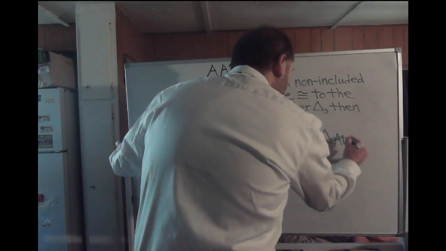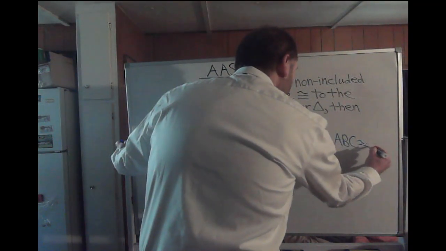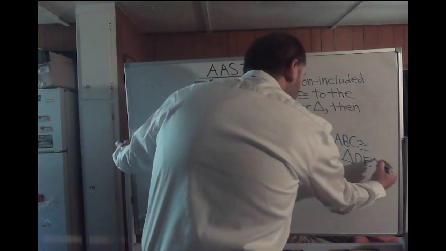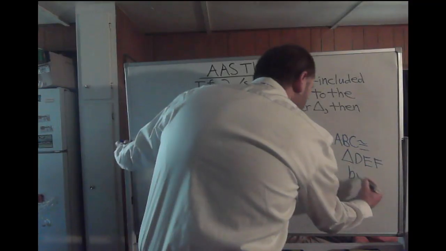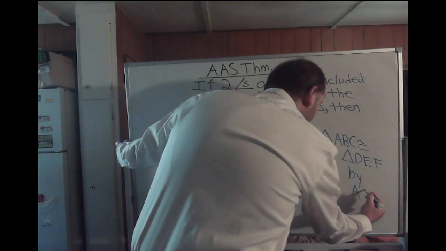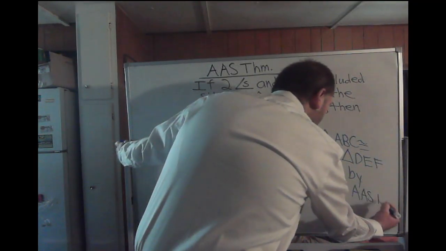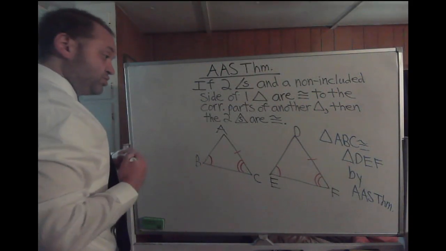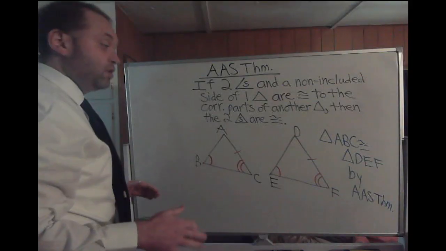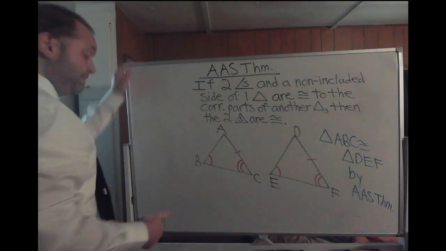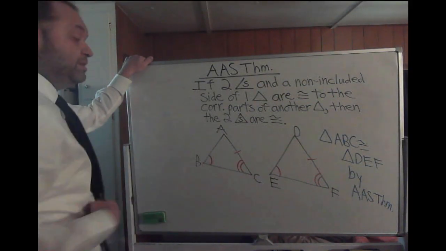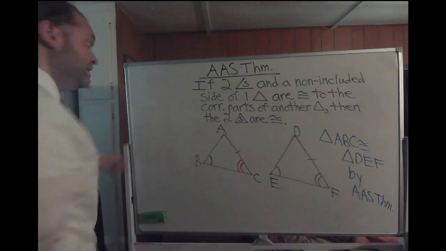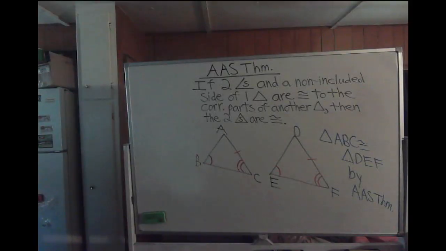ABC is congruent to triangle DEF by the angle-angle-side theorem. And this, of course, works with all triangles. Everything we've learned so far works with all triangles. So I'll give you a minute in case you're trying to write notes on this. I'm going to give you just a minute here to look at this and understand it.